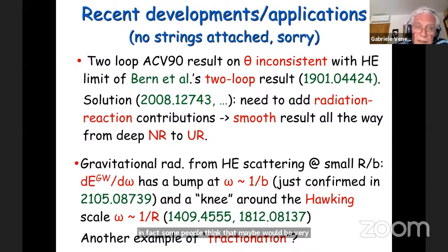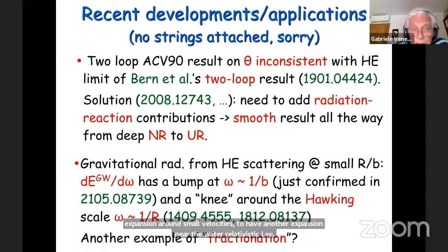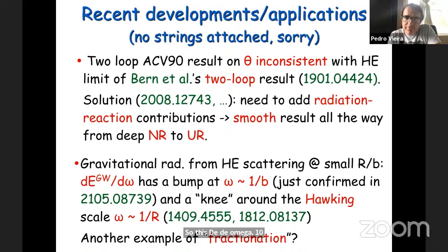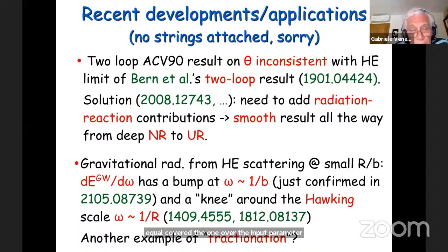And the second recent result is that gravitational radiation from high energy scattering at small angle, so this dE d omega, turned out to have a bump at omega of order 1 over the impact parameter. And this has just been confirmed by Sahoo and Sen in this very recent paper. And also, perhaps even more interesting, a knee about the Hawking scale, omega equal 1 over r. So even in this situation, which is quite under control and simple, you find perhaps the emergence again of this softening of the final state radiation, of course, at the expense of having a lot of particle production.